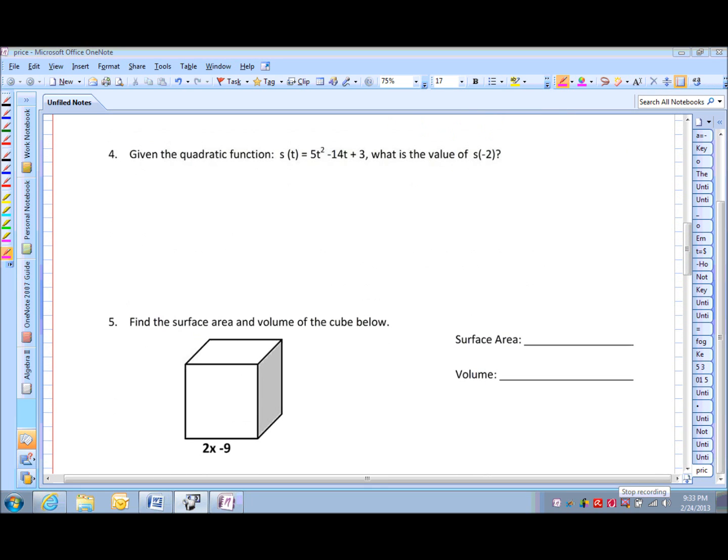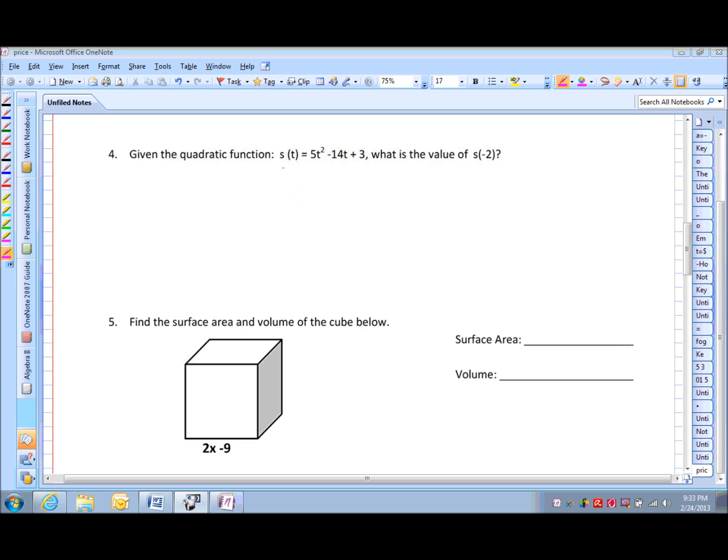Okay, on problem 4, you're given the quadratic function s of t equals 5t squared minus 14t plus 3. And they want to know what the value of s of negative 2 is. On your worksheet, there might be a typo. I think some of the t's are replaced with x's in the equation. If you want to go ahead and correct that for those to become t's, that would be wonderful.